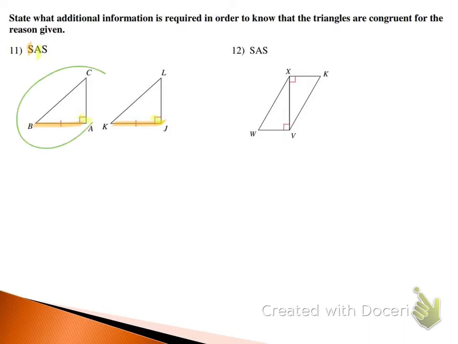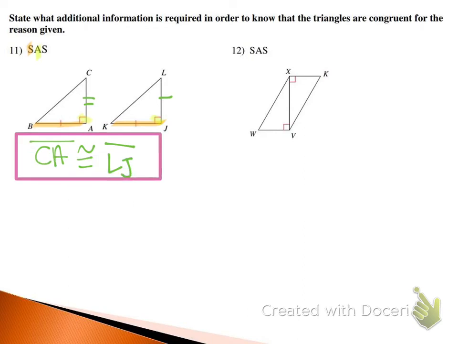So what side would need to be congruent on this first triangle? CA. So CA, if you just draw the lines, you're not actually naming the answer. This is just helpful, the picture. But CA is congruent to, this part is our answer. CA is congruent to LJ. The order of your letters does matter, keep in mind.